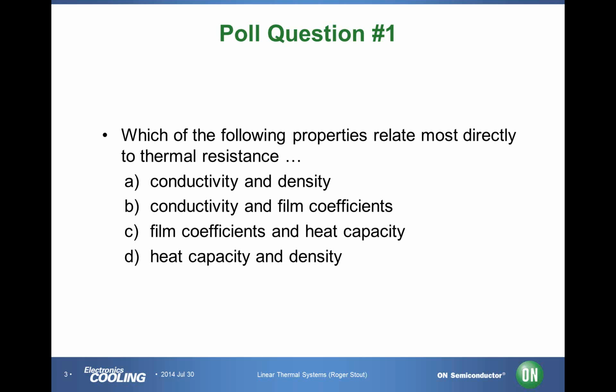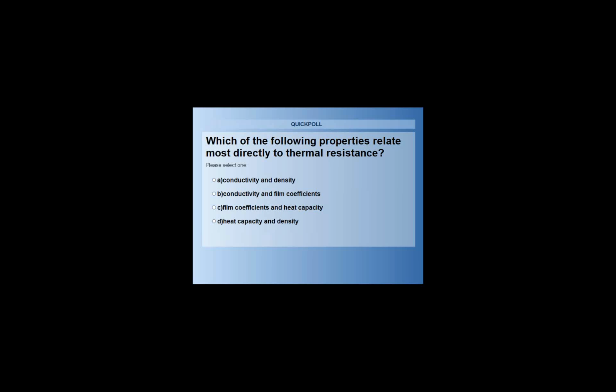Okay, we have a poll question for the audience. Which of the following properties relate most directly to thermal resistance? A, conductivity and density; B, conductivity and film coefficients; C, film coefficients and heat capacity; or D, heat capacity and density? We'll give you a few seconds to answer.